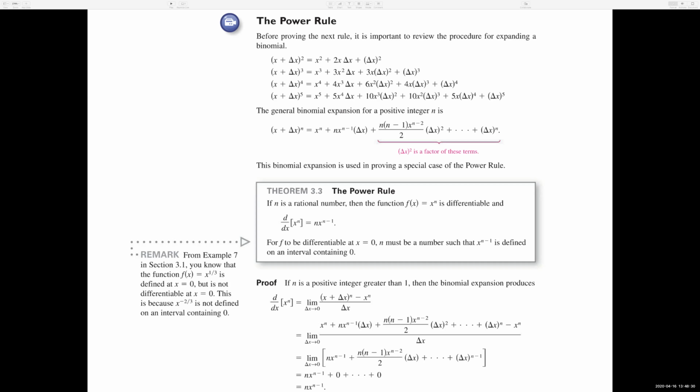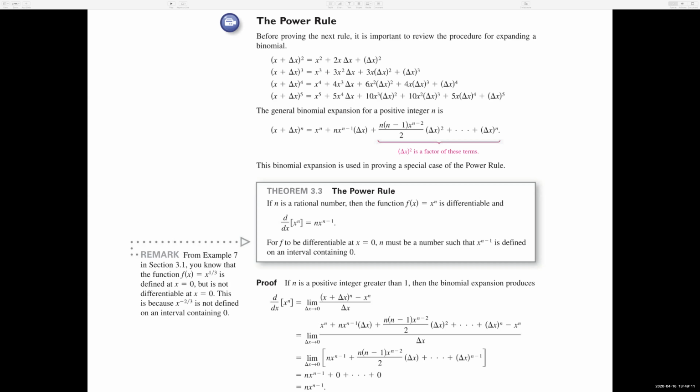And again, in order to prove this rule, you just put the function x plus delta x to the n into the limit definition of the derivative using the limit process. And then you evaluate the limit and you get the answer. But keep in mind that in order to evaluate these limits, you need to review the procedure for expanding a binomial. So if you look at the top of the page here, you have x plus delta x squared would be x squared plus 2x delta x plus delta x squared. And you have x plus delta x cubed, and so on and so forth.